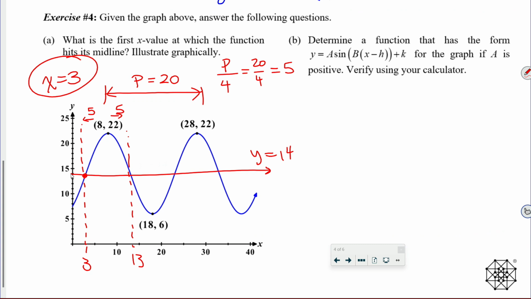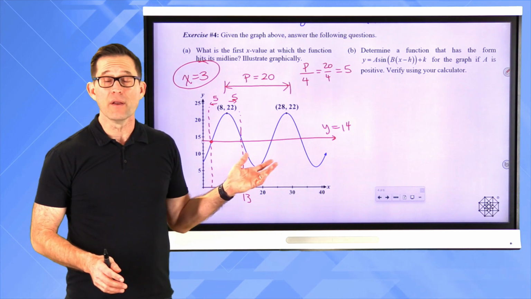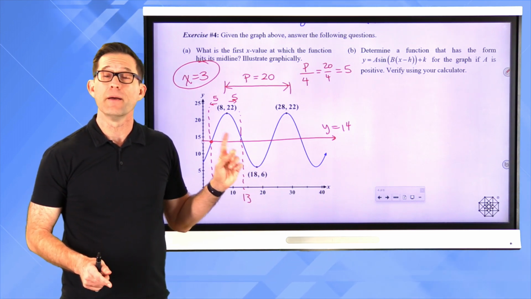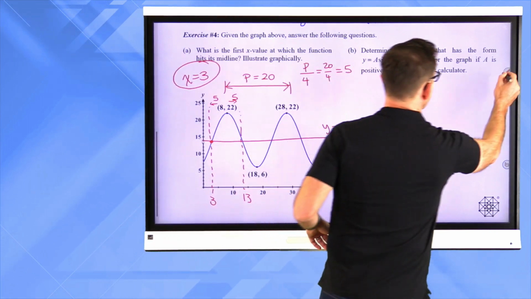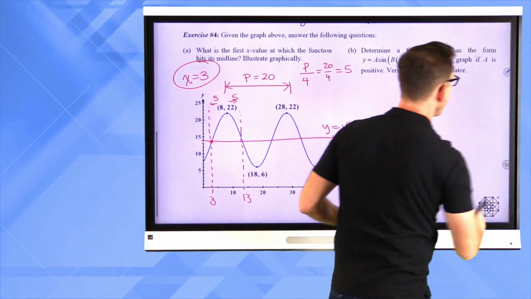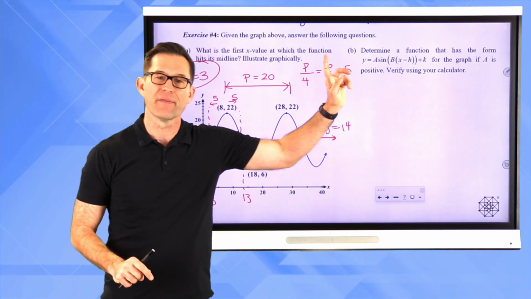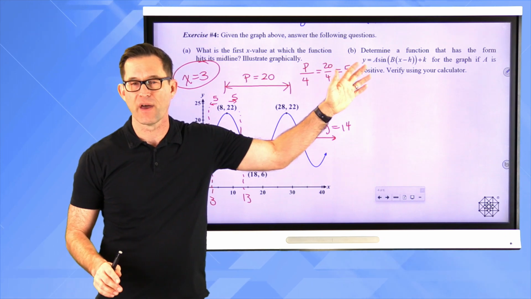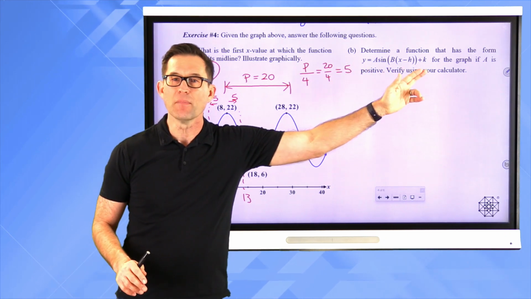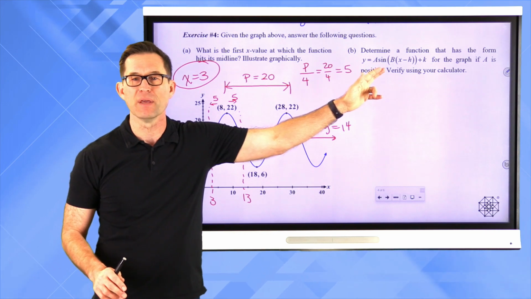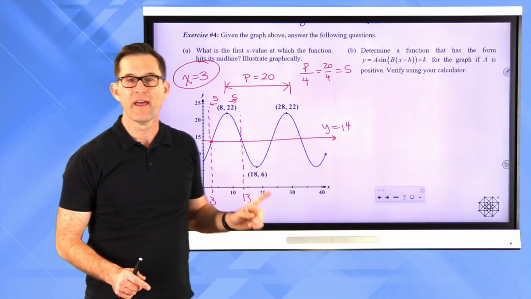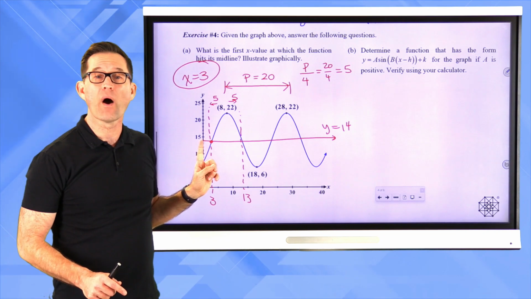Now let's take a look at letter B. Determine a function that has the form y equals a sine b times x minus h plus k for the graph if a is positive. Verify using your calculator. All right, so in other words, we already know what the equation of this is in terms of cosine. But remember, sine starts at its midline and rises out of its midline. So if I had no horizontal shift, but I had the same value of the absolute value of a, which was 8, and I had the same midline, which was 14, and I had the same b, which was pi over 10, then this curve would start on the y-axis.